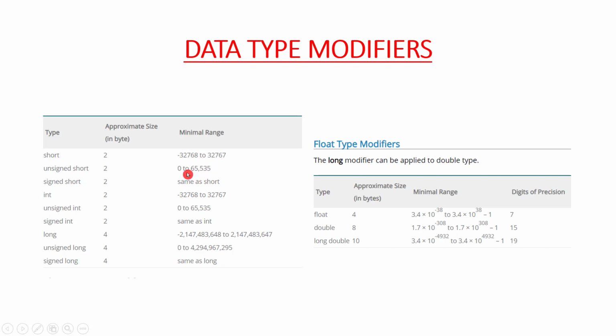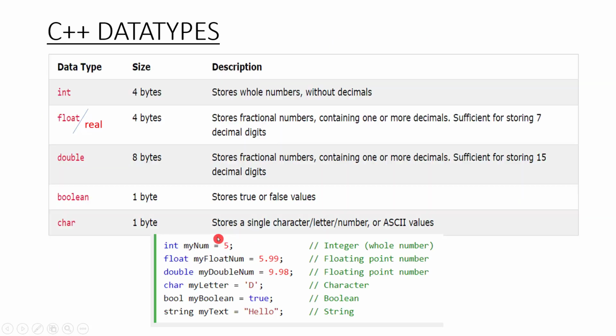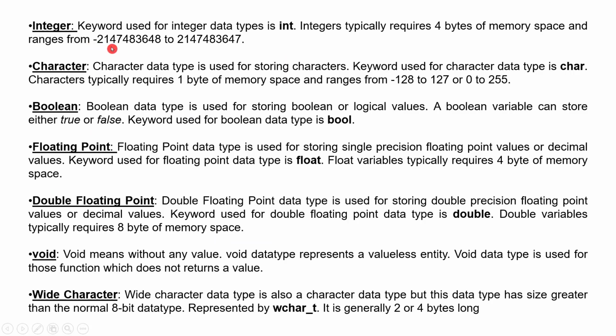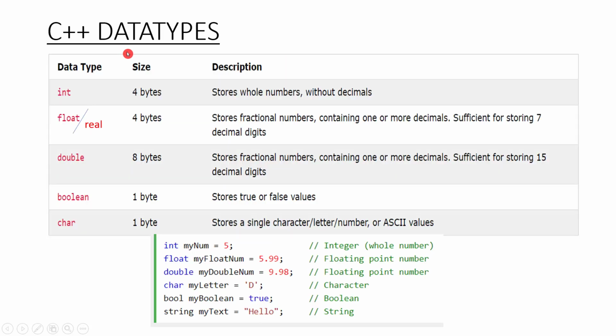Unsigned means all will be positive values. The negative values won't be taken into account. Then signed short means it is taken from negative to positive, so signed short is equal to the first one. So this is actually a short integer. Then long means it will come like this, 2147. It's the same as the regular integer data.